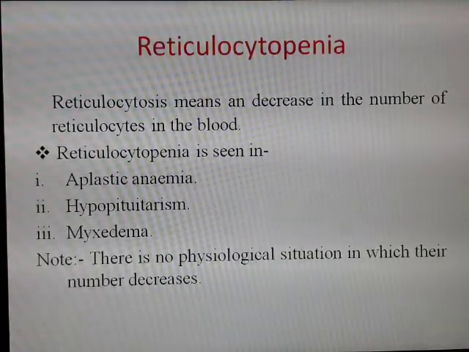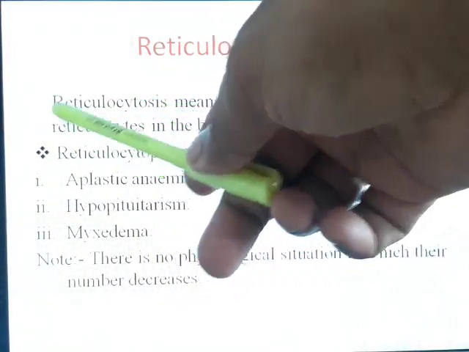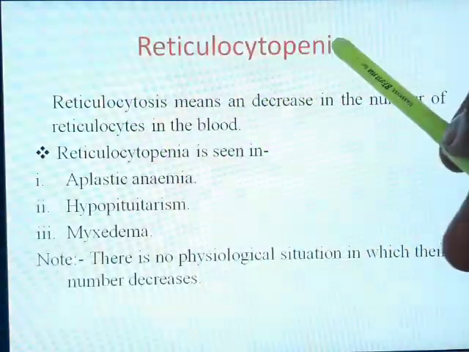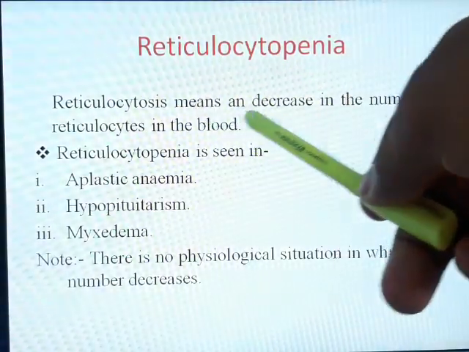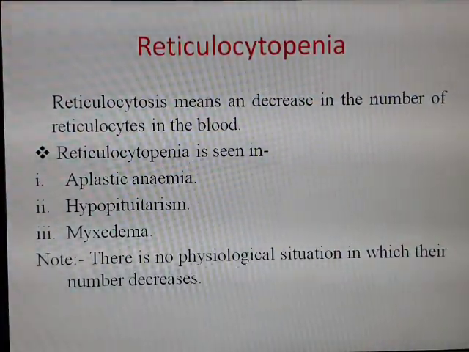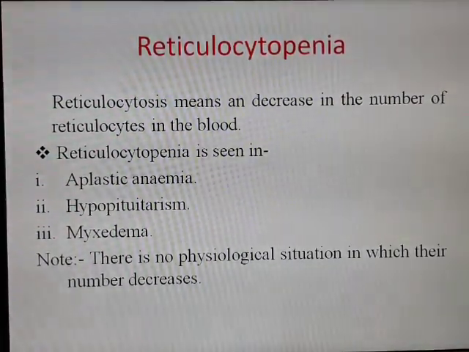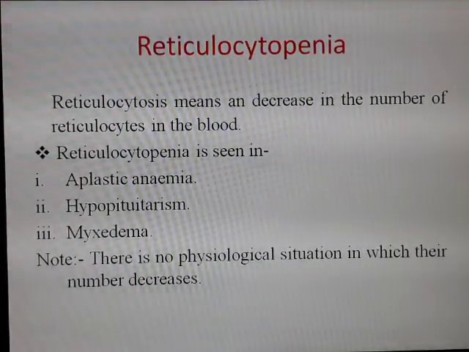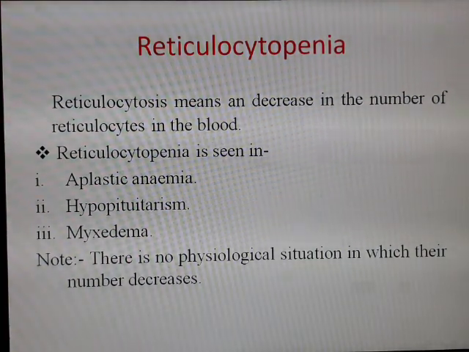Now, reticulocytopenia, that is the decrease in the count. Sorry, it is a spelling mistake on the slide: reticulocytopenia. Reticulocytopenia means a decrease in the number of reticulocytes in the blood. It is seen in aplastic anemia, hypopituitarism, myxedema, this kind of thing. There is no documented physiological situation in which their number decreases.